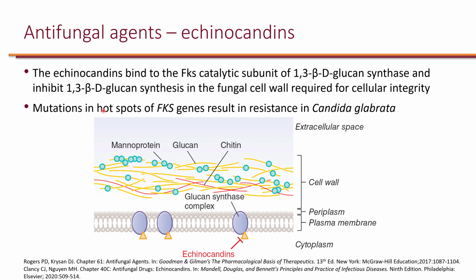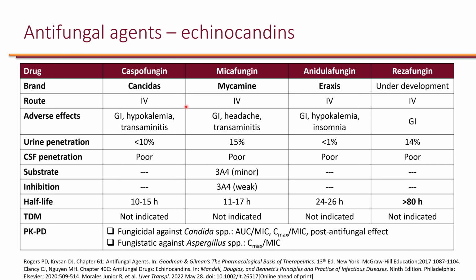Now, mutations in the hotspots of the FKS gene result in resistance to echinocandins in Candida glabrata specifically. Let's look at the pharmacokinetics of these agents. So there are 3 of these on the market right now, and there is one under development. Caspofungin was the first one. These are all IV, so we don't have any oral formulation in this class.